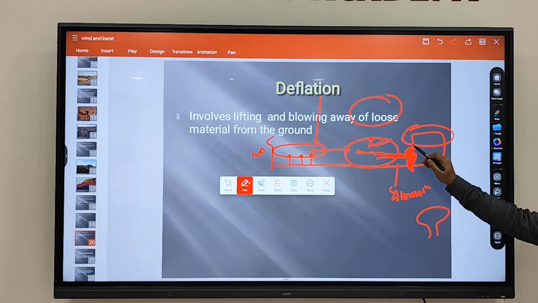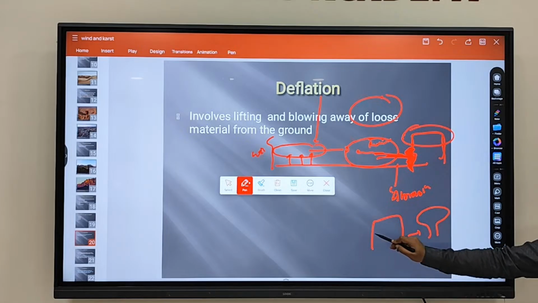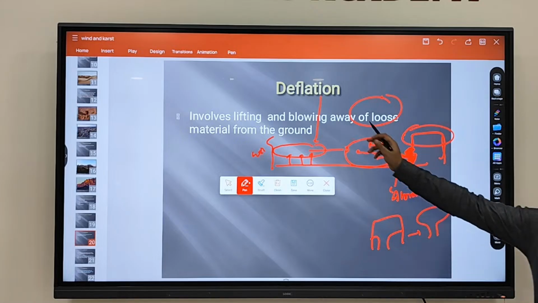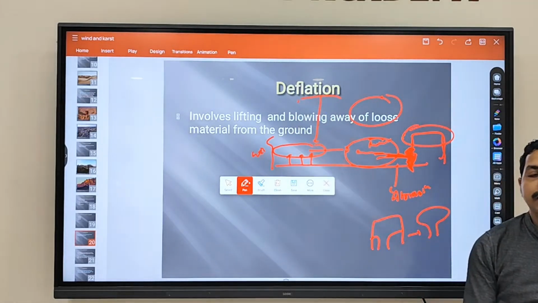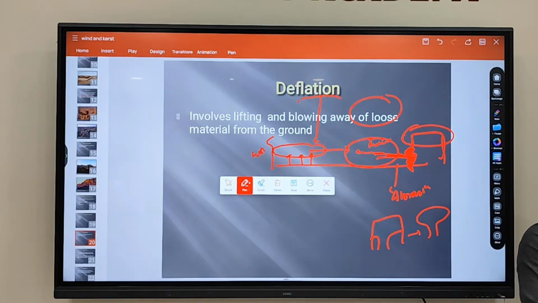This rock, which is like this currently, will turn into like this. The lower part will get eroded and the upper part will remain as it is. So this is happening due to what? This is happening due to the wind not being able to pick up much of the particles to a greater height, because it has to move against what? Against gravity. Clear?